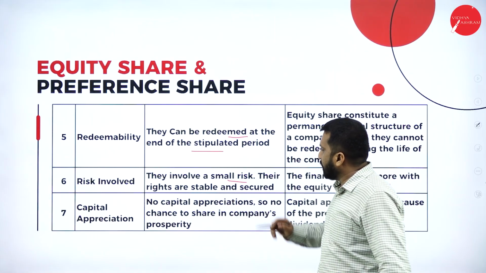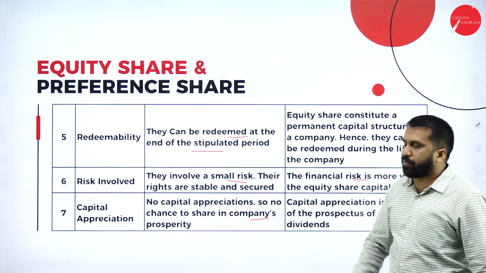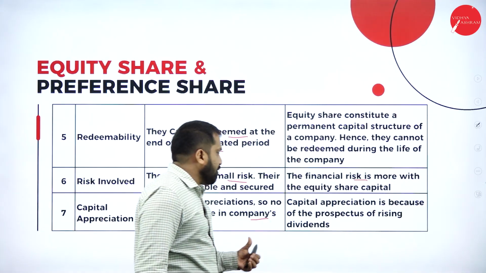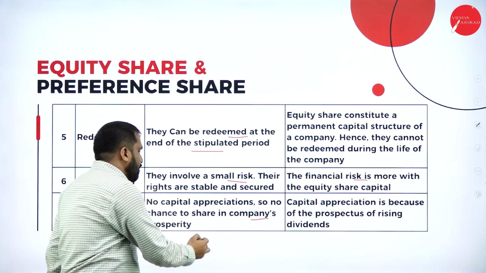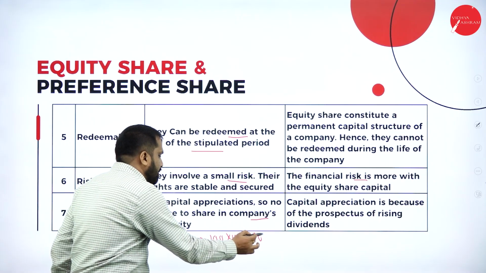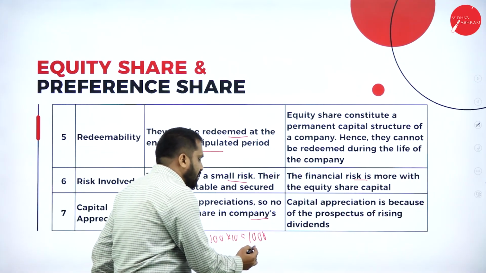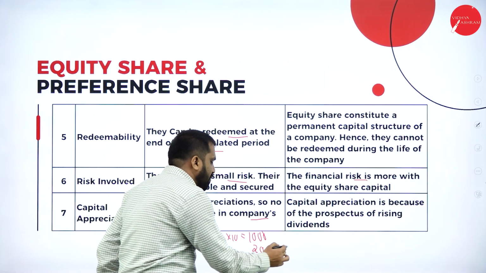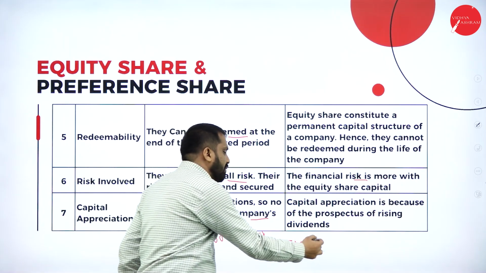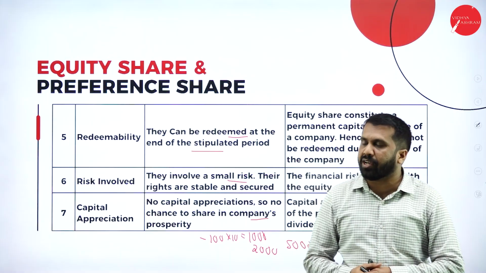The capital appreciation: preference has no chance to share in the company's prosperity. There is no capital appreciation. Appreciation means you have 100 shares of 10 rupees. What is the value? 1000. Luckily, your company is going at a profit. Your 1000 will become 2000 also. Sometimes your company is going at a loss, and your value can even become 0 also. That is your stock market. That is your share market.